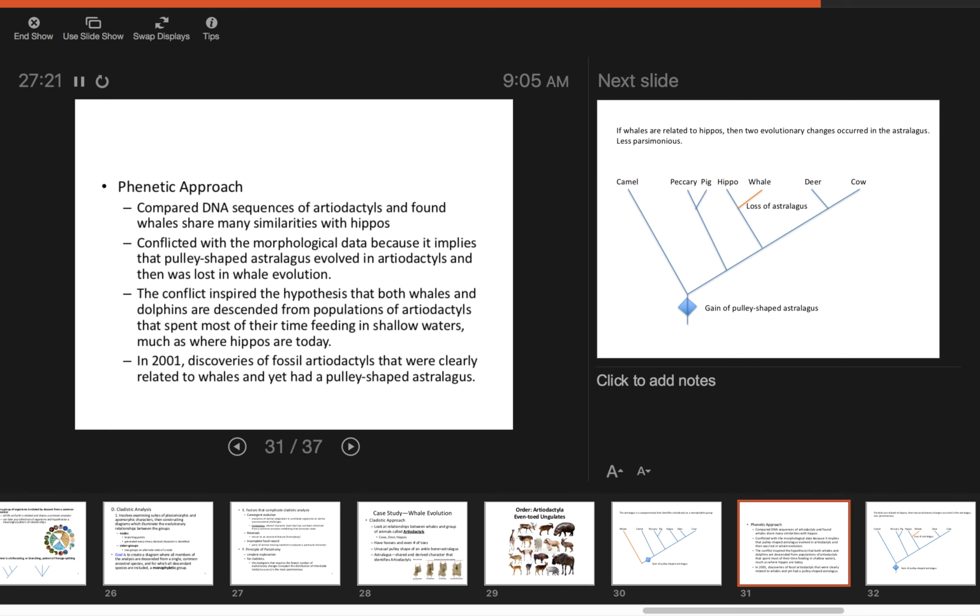It conflicted with the morphological data, because they couldn't find the pulley-shaped astragalus in previous fossils.